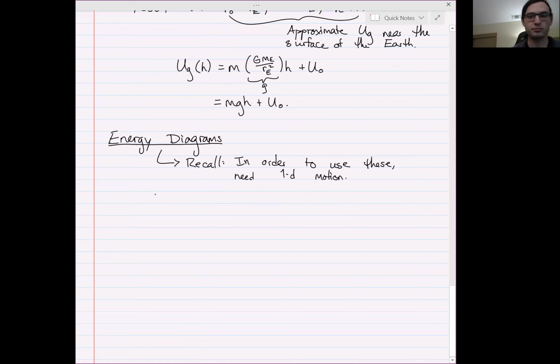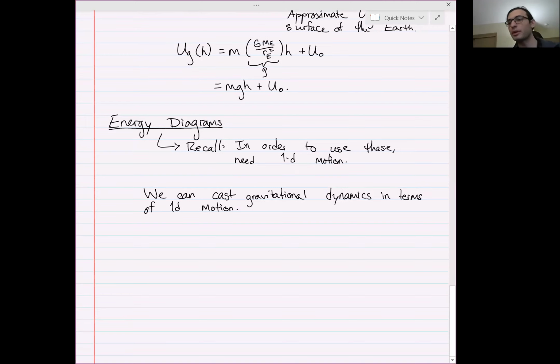The answer is yes, we can cast gravitational dynamics in terms of effective 1D motion. But it takes a little bit of finesse. So let me explain why it needs a little bit of finesse.